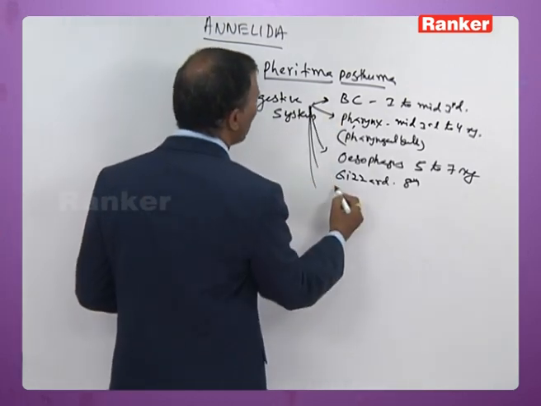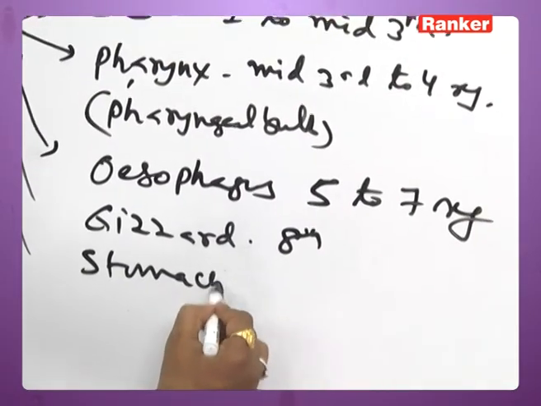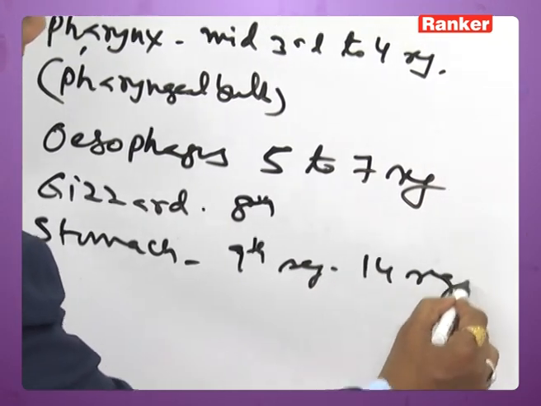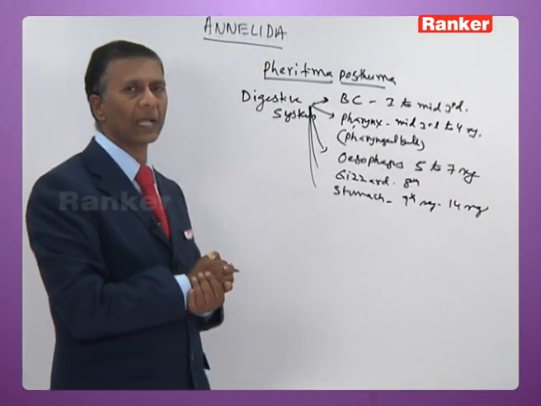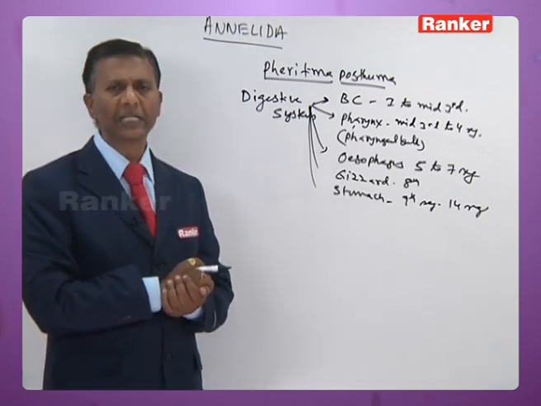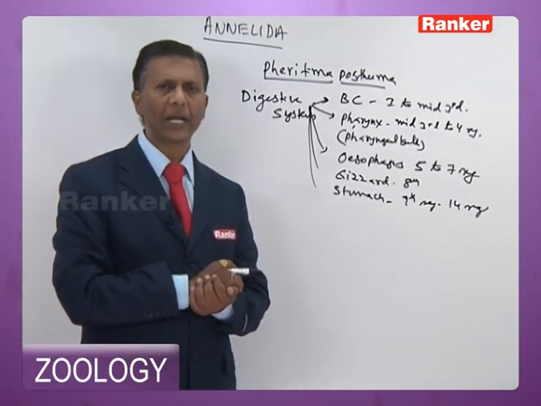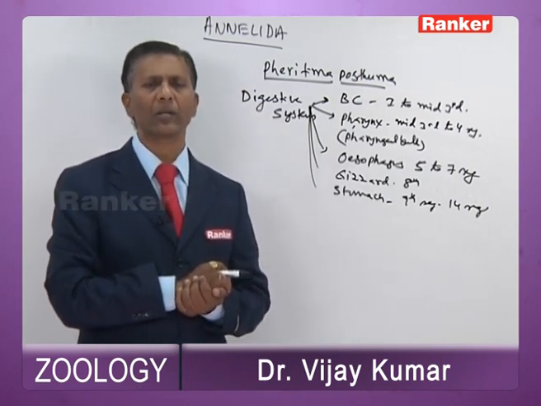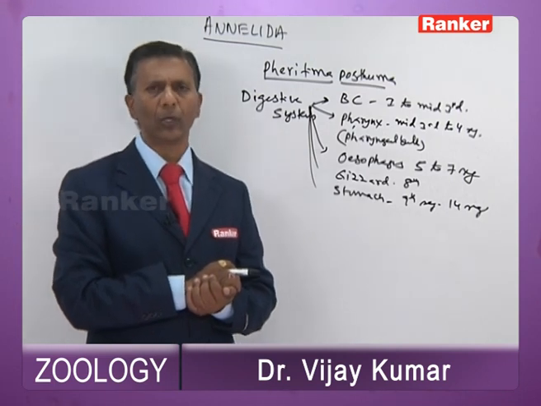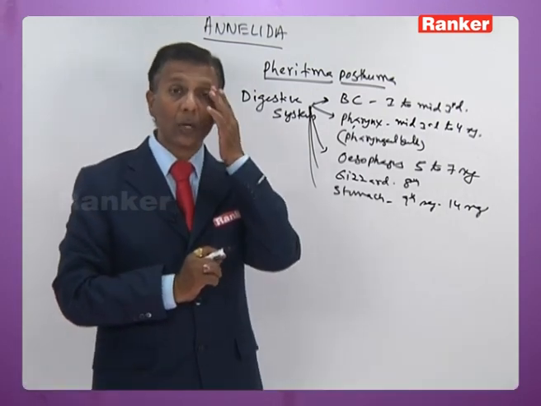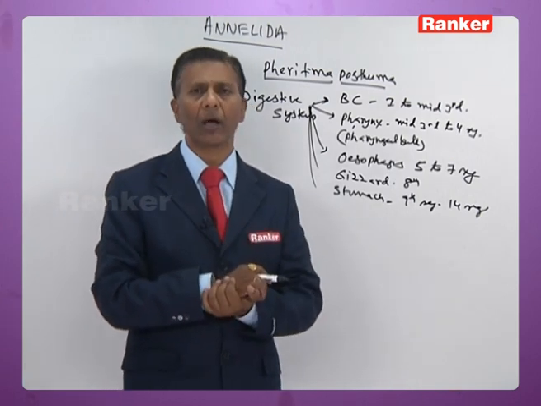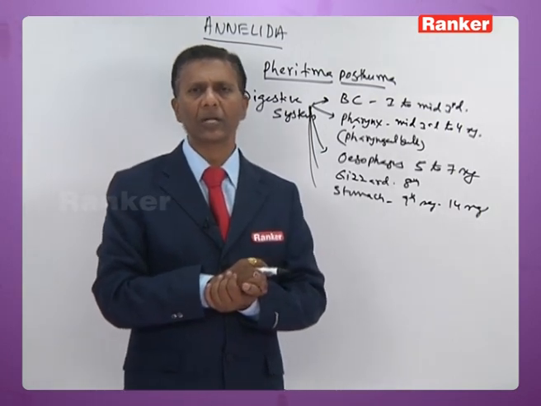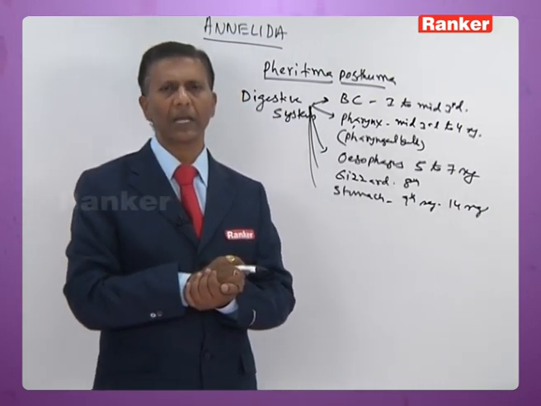Now the gizzard is followed by the stomach. Stomach lies from the 9th segment to the 14th segment. It secretes proteolytic enzymes. Apart from that, it also has calciferous glands. Calciferous glands secrete calcium ions to neutralize the acidic nature of humic acid. And there are two sphincters. One sphincter lies at the junction of the stomach and gizzard. The other sphincter lies at the junction of stomach and intestine.